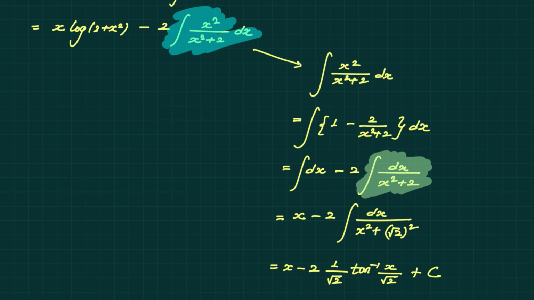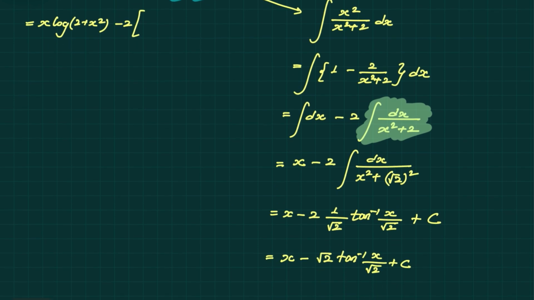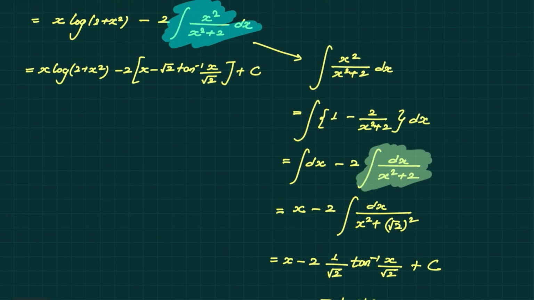Then we will have x log of 2 plus x square minus 2 into, the answer here is x minus root 2 tan inverse of x over root 2 plus c. So this constant of integration, you just write it at last. So my final answer will be x log of 2 plus x square minus 2x plus 2 root 2 tan inverse of x over root 2 plus c.